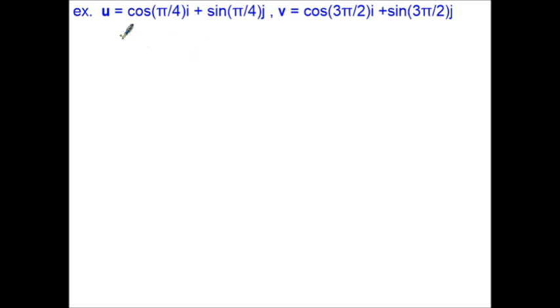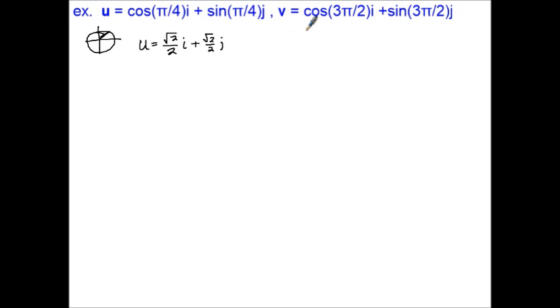Okay, so anyway, first things first, cosine pi over 4, let's clean that up. Being the masters of trig that we are, the cosine of pi over 4 is simply going to be root 2 over 2. Likewise, sine of pi over 4 is also root 2 over 2. So basically what I can do is turn my u into something a little more user-friendly: root 2 over 2 i plus root 2 over 2 j. That's a little nicer looking.